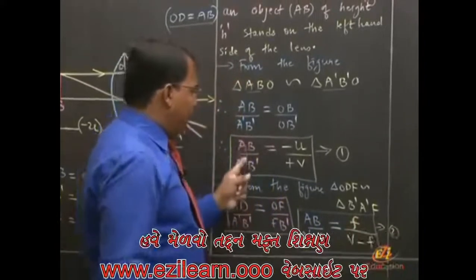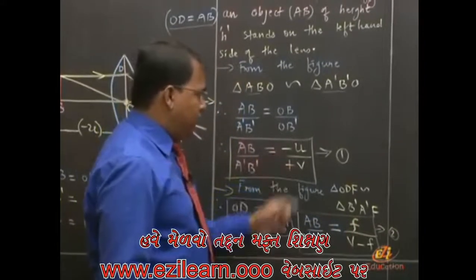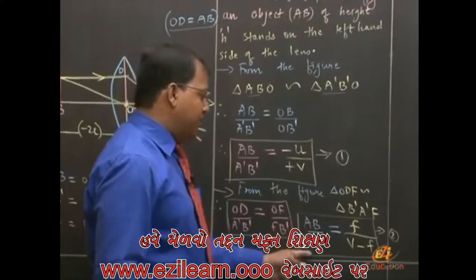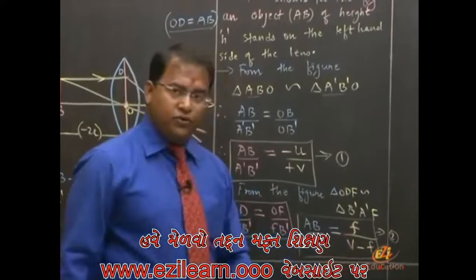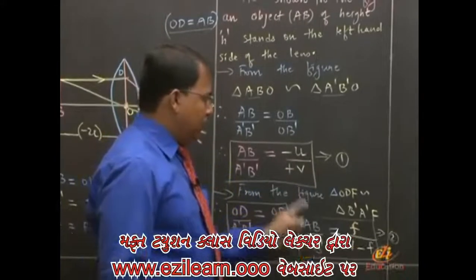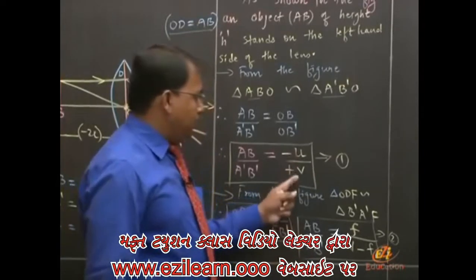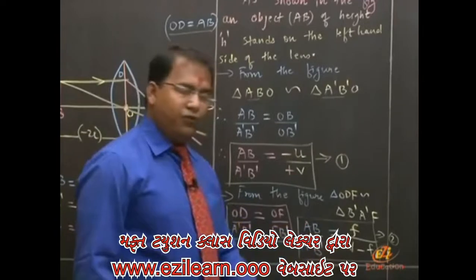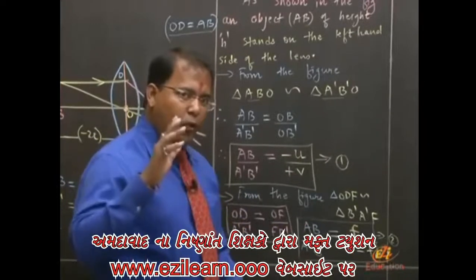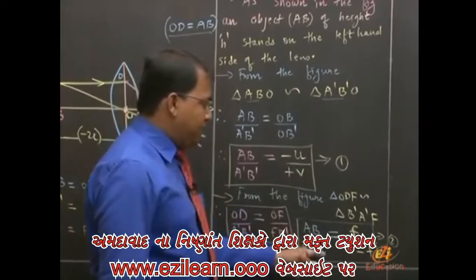So I have AB upon A dash B dash equals minus U upon V. Again I have AB upon A dash B dash equals F upon V minus F. So both are important results for us. Now minus U upon V is equal to F upon V minus F. We will equate result 1 and result 2.